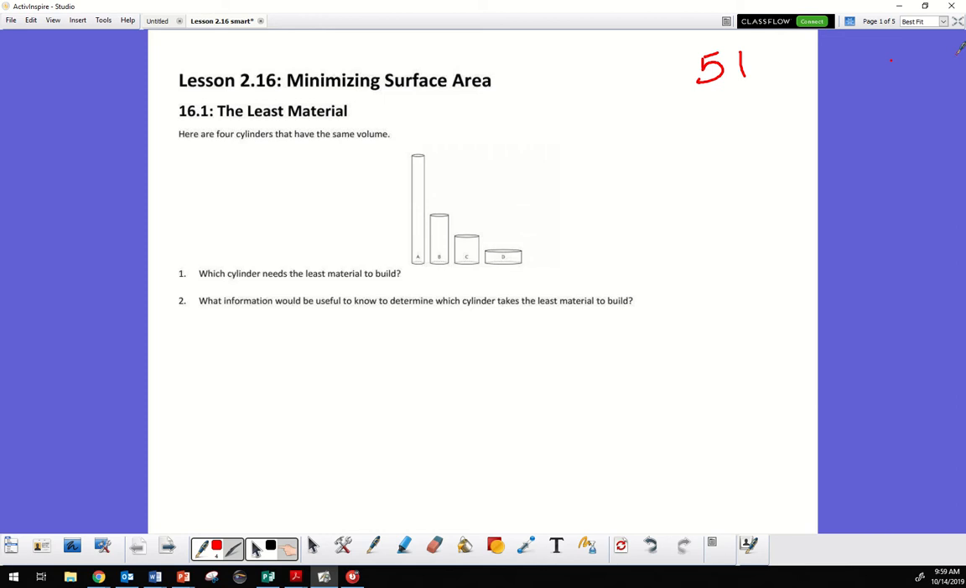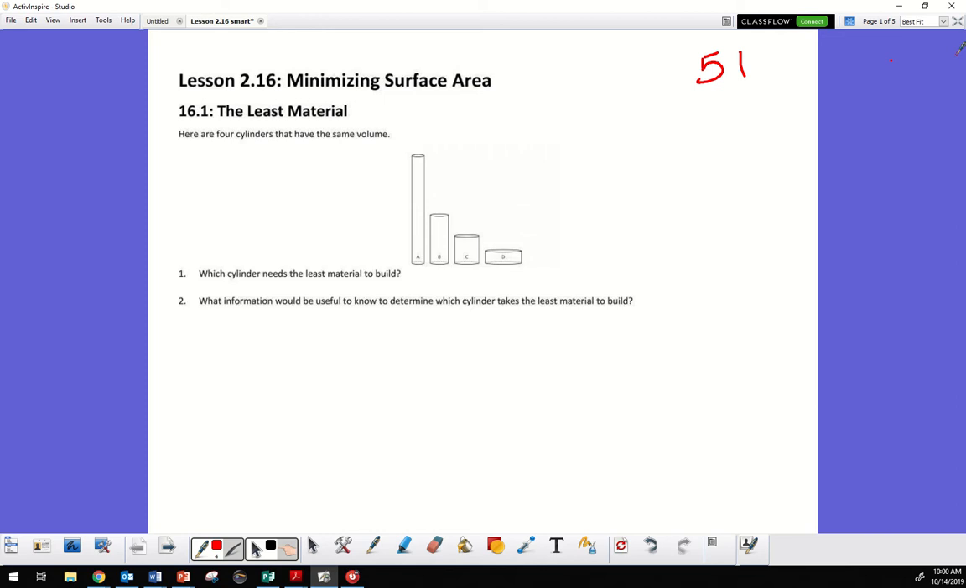All right, so right here it says 4 cylinders, so the least material. Which cylinder needs the least material to build? If we think about it, which one of these do you think is going to use the least amount of material? D? Why D? Because it's the smallest, but it's wider than the others. The other one's taller. B?